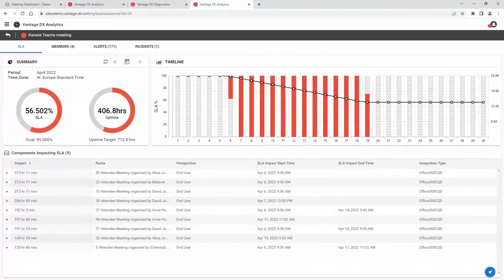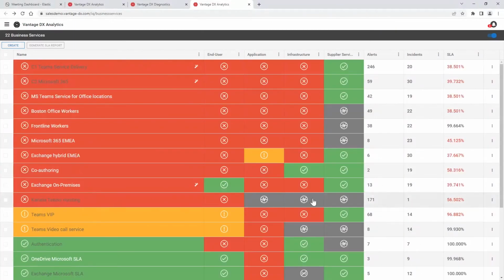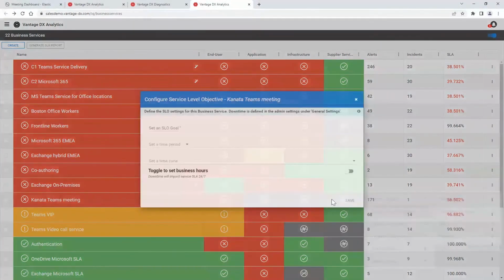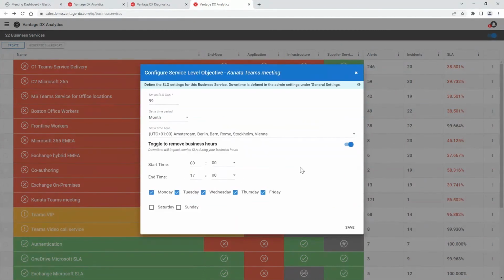What's also very nice is that, since our solution gives you that ability to incorporate on-premises equipment, routers, switches, servers in there, of course, then you can define that business level objective as well as the hours in which any of those members can affect your SLA by toggling the business hours, right? Because maybe you only want to know when this is happening during business hours when it's affecting your users.